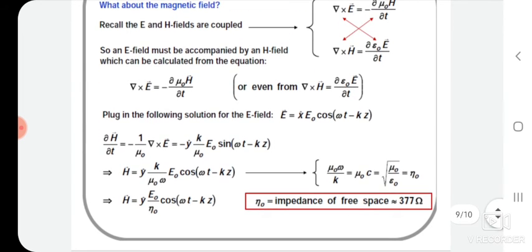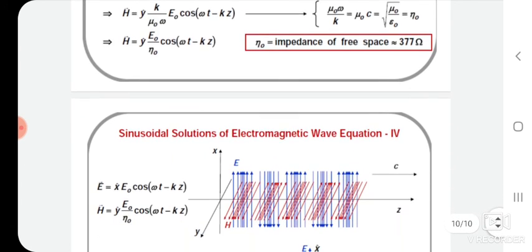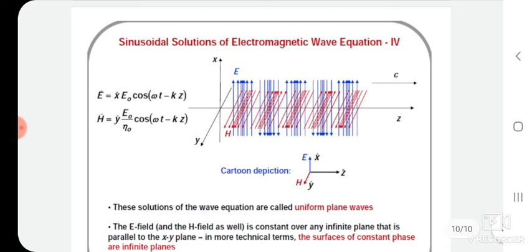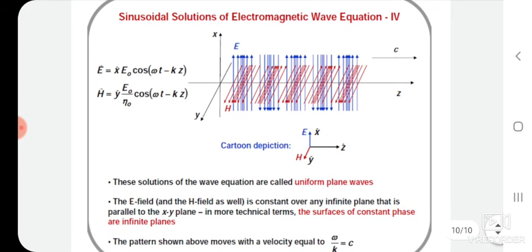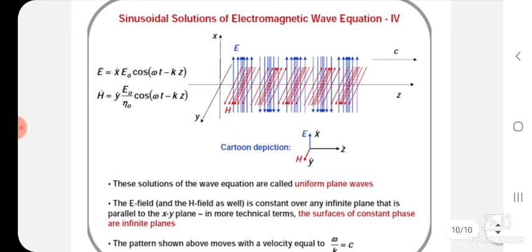You can write the final equations, the solution of the electric field equation and the solution for the magnetic field equation. There is no need to write all these equations. Finally, we are getting the electric field E is equal to x-hat E naught cos(omega t minus kz), and H is equal to y-hat E naught by eta naught cos(omega t minus kz). These are the final equations, the sinusoidal solution for the electromagnetic wave equation. E is the solution of the wave equation for the electric field, and H is the solution of the wave equation for the magnetic field.